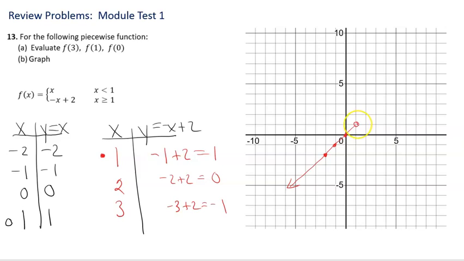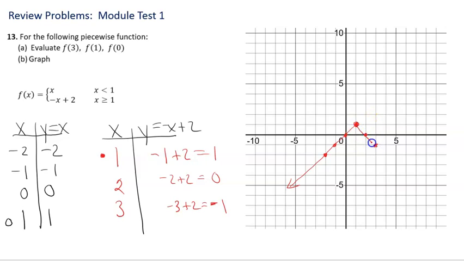Now look, check this out. This is an unusual case, but it happens. That open circle gets filled in by the other graph. And then we have 2, 0, which is here, and then 3, 1. How about 3, negative 1? I can't read my writing. 3, negative 1, which is here. And then I connect the dots.